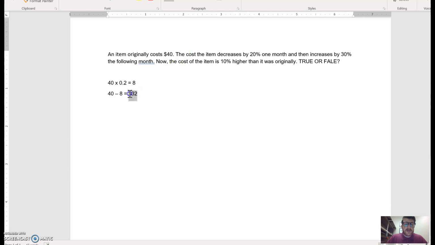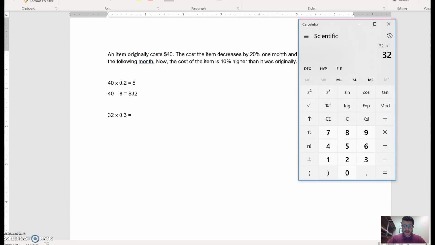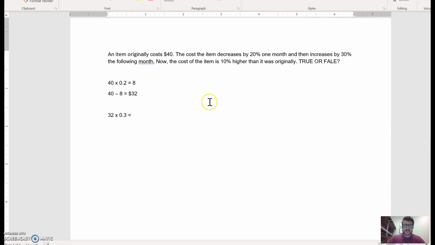Now, it's going to increase by 30%. However, the baseline is no longer $40. We're now operating on $32. So instead of doing 40 times 0.3, we're going to do 32 times 0.3. I actually want to give this a little bit more of a buffer. There we go. 32 times 30%, you get 9.6.